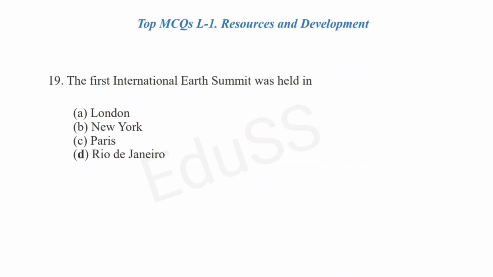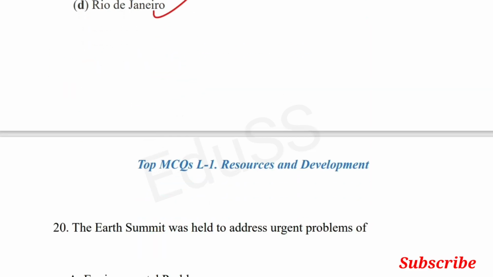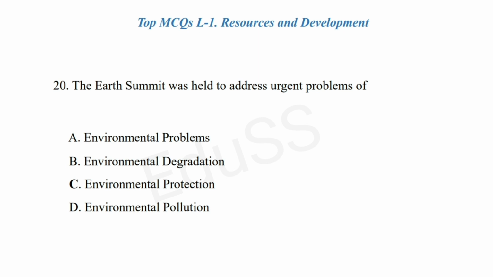The first International Earth Summit was held in Rio de Janeiro, the capital city of Brazil, in the year 1992. 100 countries took part in this Earth Summit. Next. The Earth Summit was held to address urgent problems of. Now this question you need to pay attention. Now look at the options. Environmental problems, environmental degradation, environmental protection, environmental pollution. The correct option is environmental protection.